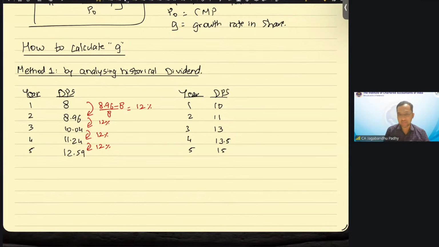Now, of course, clearly visible, there is no constant growth rate. There's a different growth rate that is happening. So if I want to give one single growth rate for future numbers, how do we understand that? Simple way.